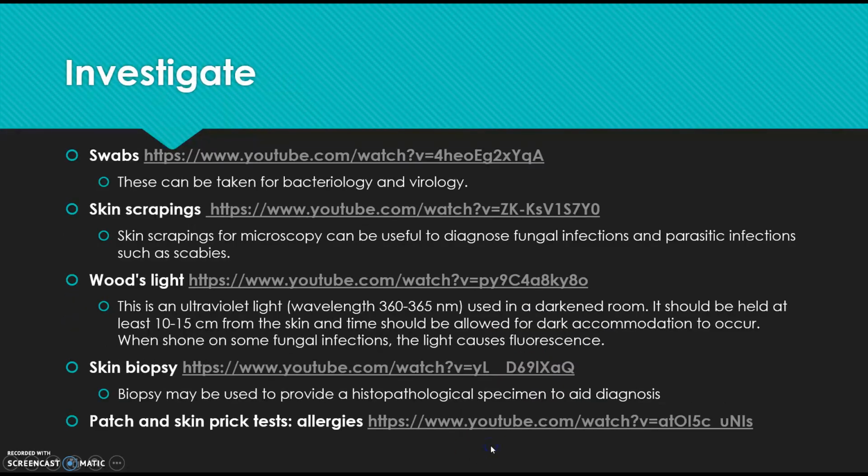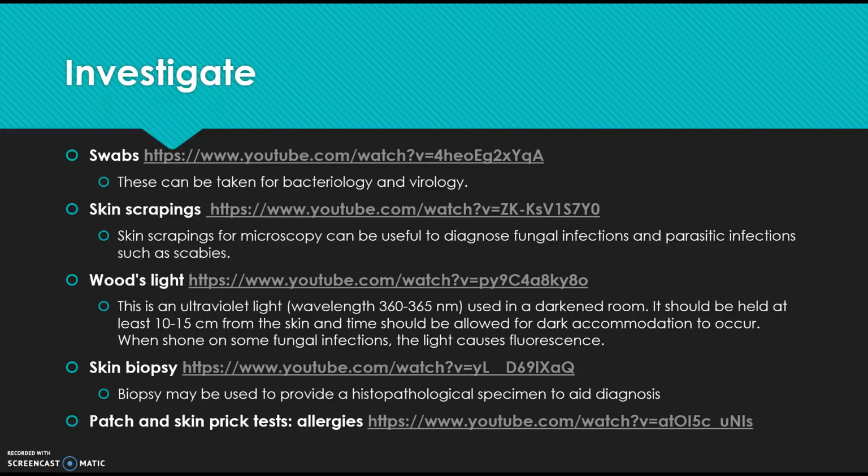lymph nodes? There are several ways to be able to test what the skin condition is. I included a video for each one of these if you want to see how it's done. I'm not going to play them right now, but just in general, be familiar with the types of testing that might be done. So swabs are just taking a Q-tip and swabbing the surface of the lesion. Skin scrapings are exactly what they sound like, taking a knife or taking the end of a glass microscope slide and scraping off some of the surface of the lesion.